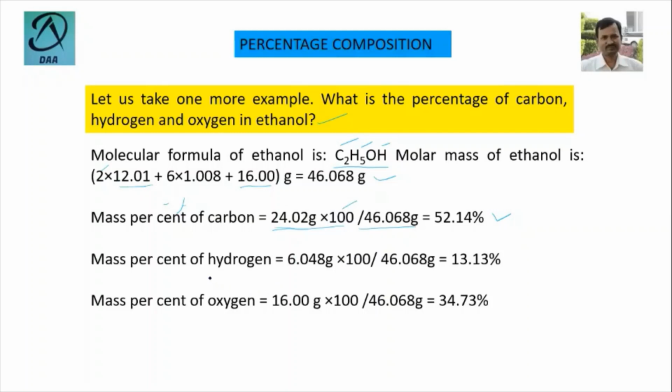In the same way, if you calculate the percent of hydrogen, the answer after calculation will be 13.13%. Here you can see that there are 6 hydrogens, so 6 multiplied by 1.008 gives 6.048, multiplied by 100, divided by the molar mass of ethanol, 46.068, and the final result will be 13.13. And in the same way, if you calculate the percent of oxygen in ethanol, the result will be 34.73%.